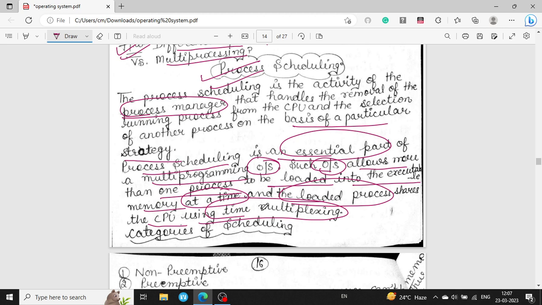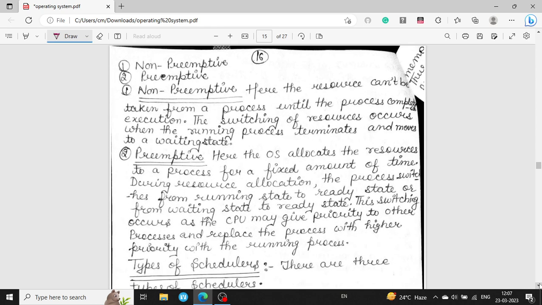Now, what are the categories of scheduling? The topic is the categories of scheduling. There are two types of scheduling: non-preemptive and preemptive.